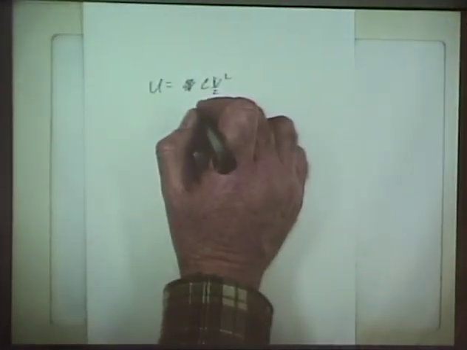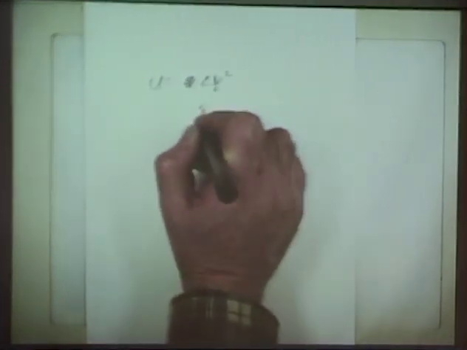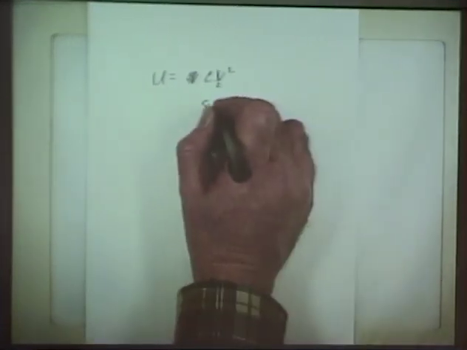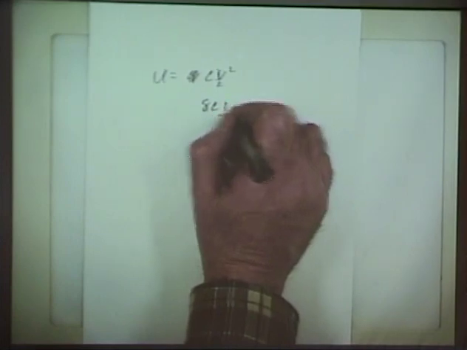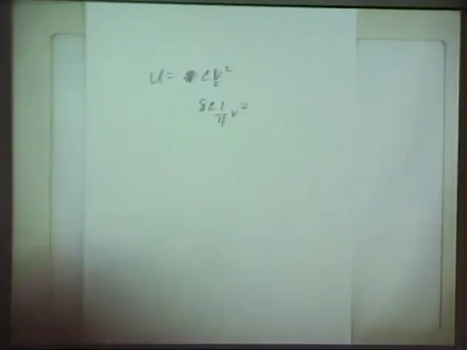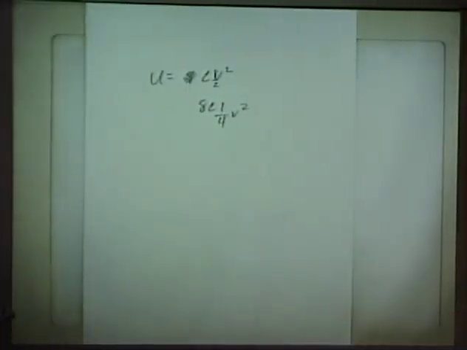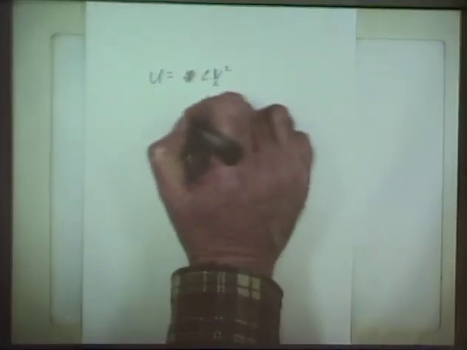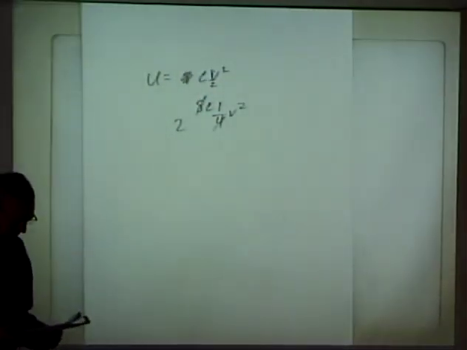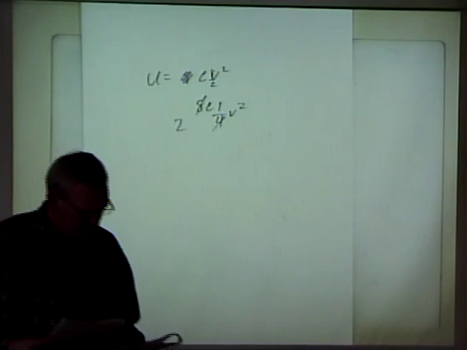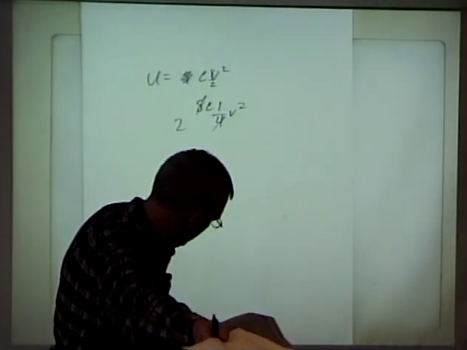So if we increase this by 8, basically what we're going to do is increase this by 8C, and then this becomes over 1/4 V squared, and so therefore it just becomes 2CV squared. Okay. All right. So that one came out to be 2.